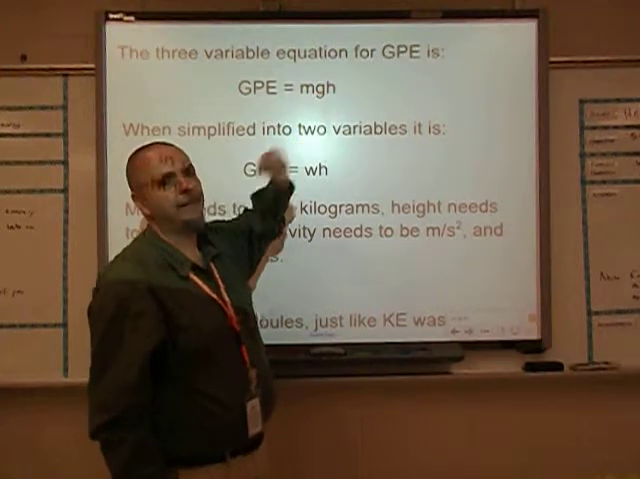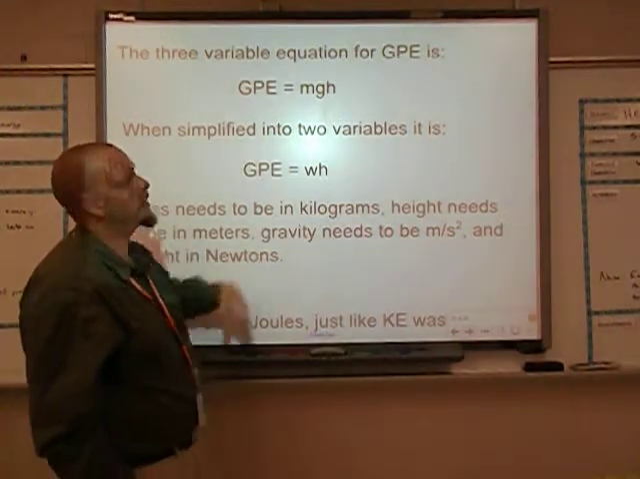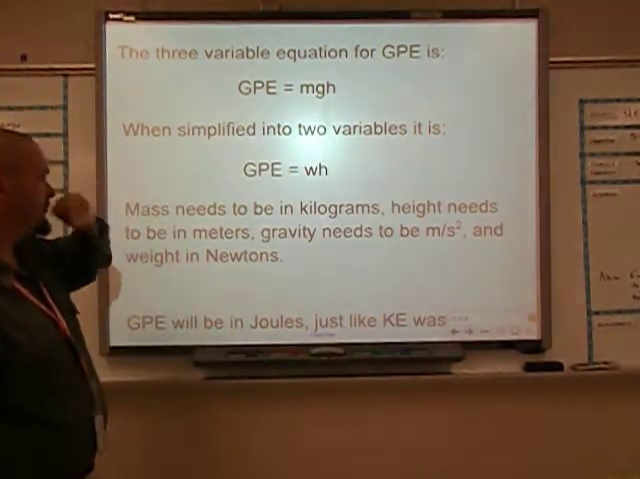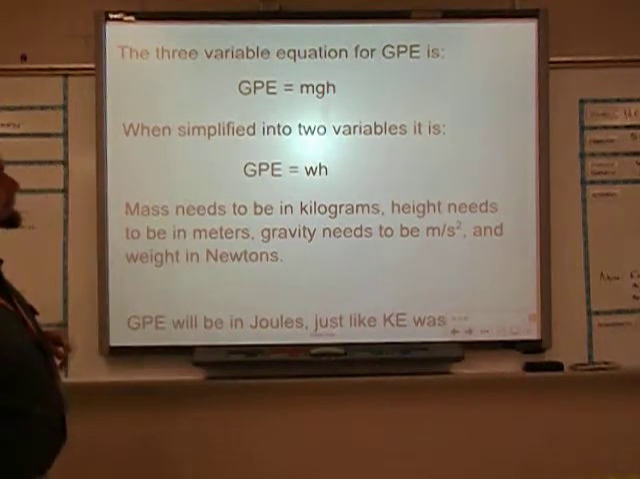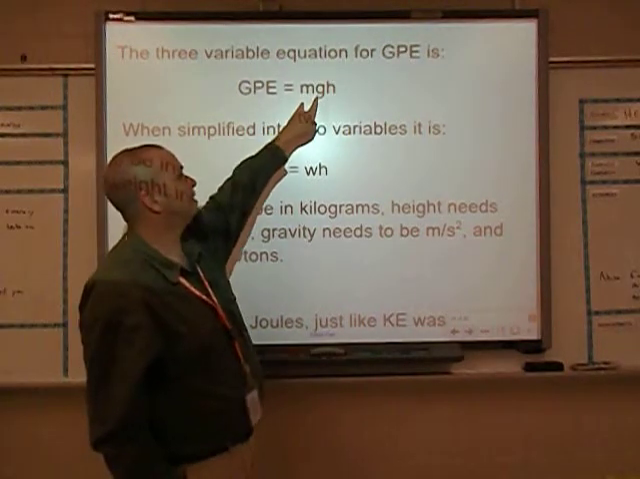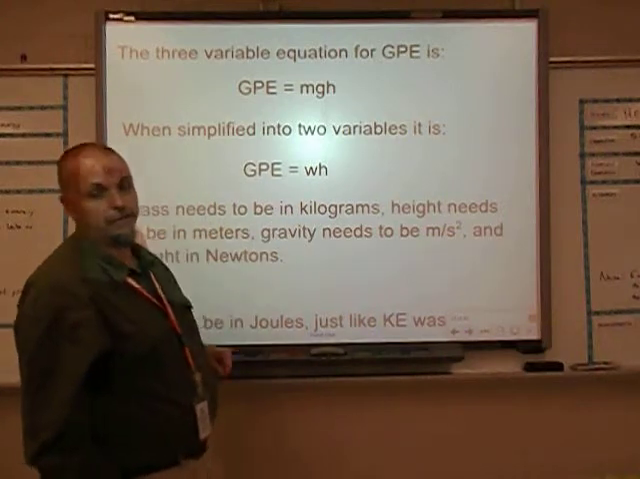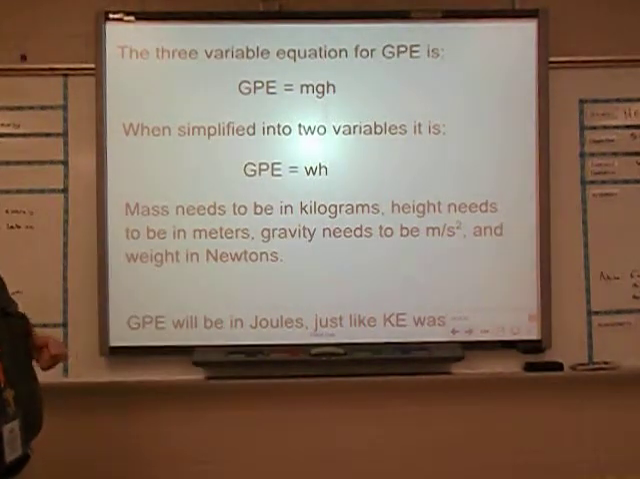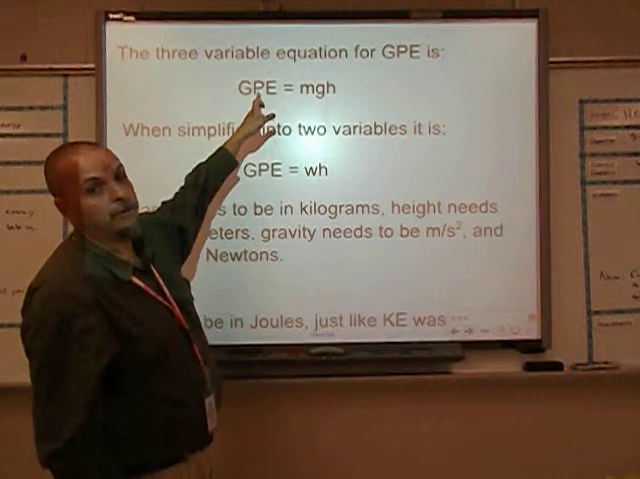Mass times gravity times height, they're all multiplied together because they're all directly proportional. This is the simplified one, where we take the mass and the gravity out and replace it with weight. Unit-wise, this is still going to be in joules.